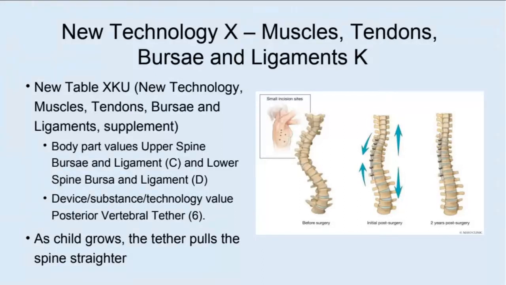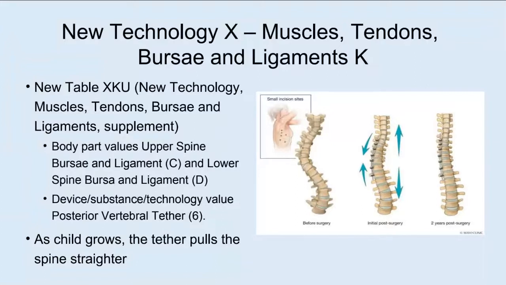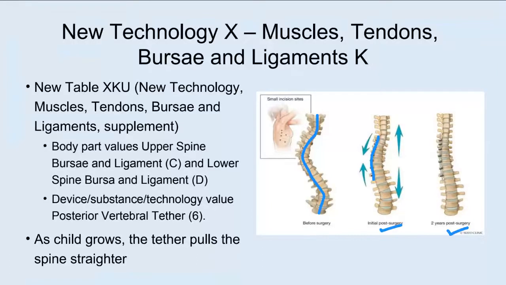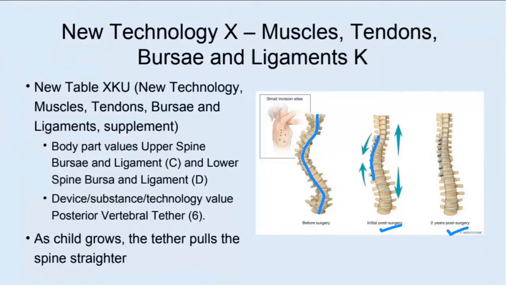Okay, so you can see on here, it's easier if I mark it up. You see this construct that's kind of put on here. This is before, with very much curvature of the spine. They put this construct on, and as the child grows, it straightens. So this is how it is originally, and then 2 years after surgery, you see that it's really straightened it up a lot. So it's actually pretty neat. So this is posterior vertebral tether with a value of 6 in device substance technology.